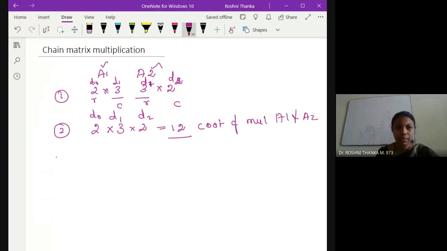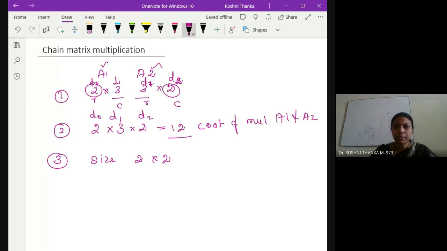What is the third thing we can understand from this? When I multiply these two matrices, what is the size of the resultant matrix? This value and this value give the size of the resultant matrix, which means 2 cross 2. These are the things you should remember.